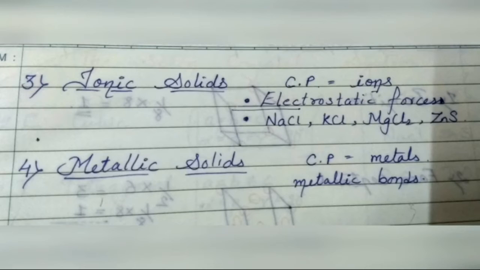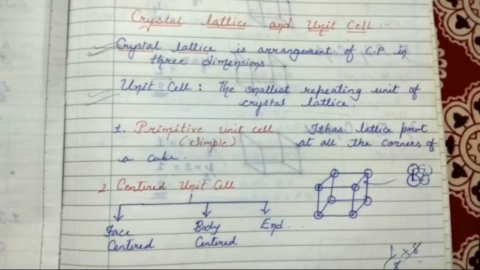Next classification is the ionic solids. Ionic solids have constituent particles as ions and electrostatic forces of attraction. Examples are given. Metallic solids: constituent particles are metals, and naturally metallic bonds will be present among them. So this was the classification we have seen already.